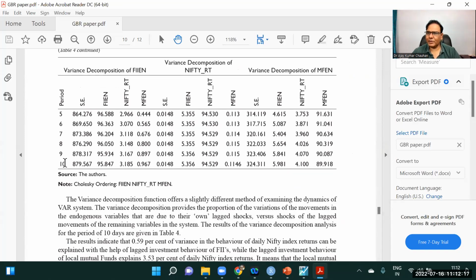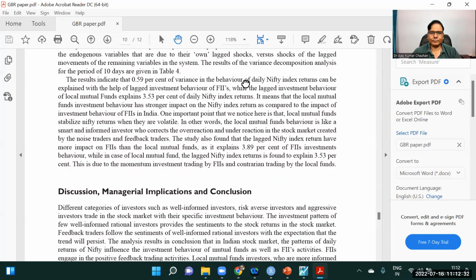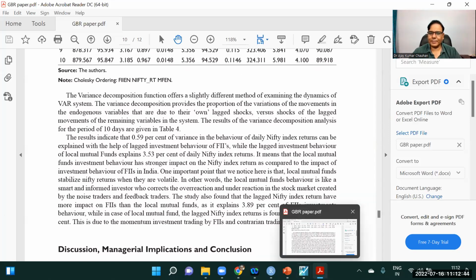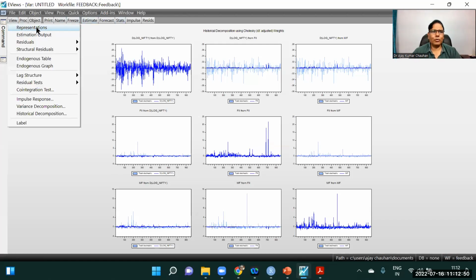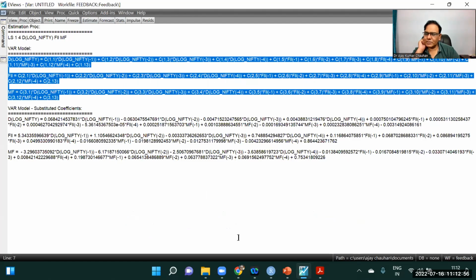And normally we take 10 days to represent the variance decomposition. I will give you this paper so that you can read it paragraph-wise. We explain how we represent the variance decomposition. After that, for a research paper, this much is enough. But when you are doing forecasting, the last concept is to forecast. These are the forecasting equations which we have to use for the forecasting purpose.